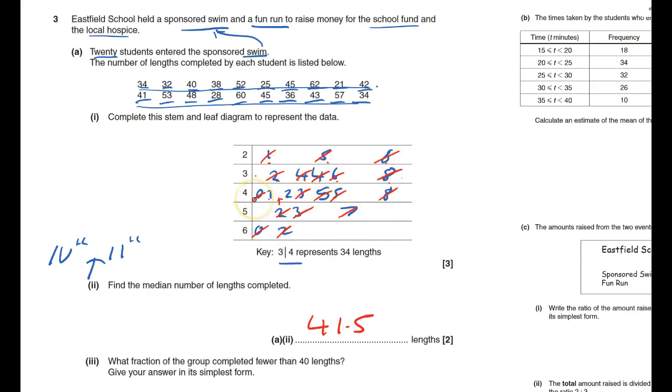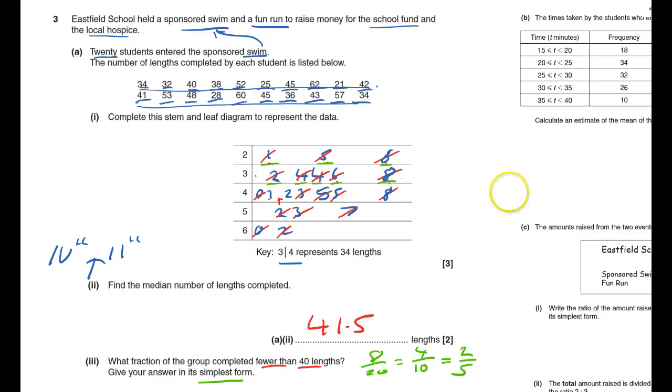What fraction completed fewer than 40 lengths? Well, how many of those were there? I'm going to do it in green. 1, 2, 3, 4, 5, 6, 7, 8. Because that one, 40, is not fewer than 40. So it's 8 out of 20. That would give me my 1 mark, but it says in its simplest form, so that is 4 out of 10. I can go further than that, 2/5. Can't go any further than that, so that's that one done.